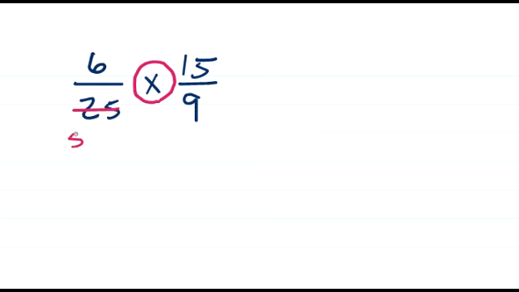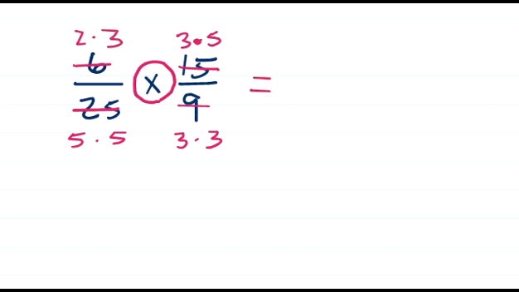25 is what? 5 times, I'm going to use a little dot instead of an X, it's the same thing. So 5 times 5. And 15 is what? 3 times 5. And 9 is 3 times 3. And 6 is 2 times 3, right? So look at this. If we look at all of the red numbers now, what we can do is we can just have some fun and just start killing out the same factors.